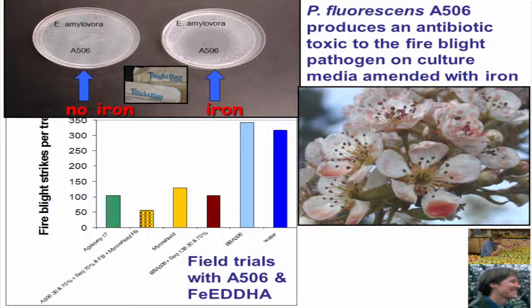And you can see how this kind of works in some trials. Water control gives you 300 fire blight strikes, and the BlightBan actually gave you more fire blight strikes, but we put BlightBan with the iron, and now we're down to 100 strikes. That's your antibiotic, and then we do this integrated control, A506 plus antibiotic in the second treatment, and now we're down to 50 strikes. So that was one thing we worked on, was putting iron in, and we have some growers that still do this in the Hood River Valley in Oregon.